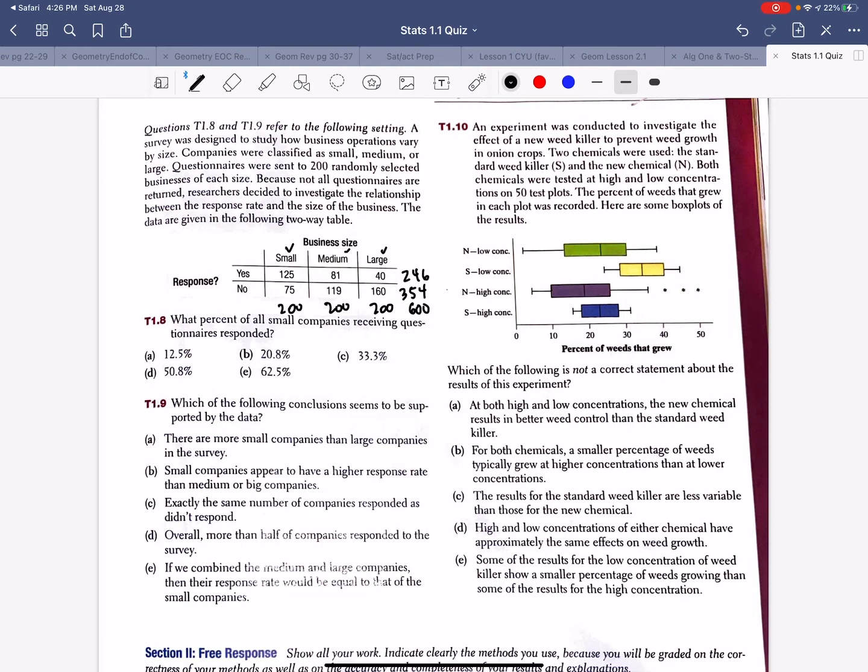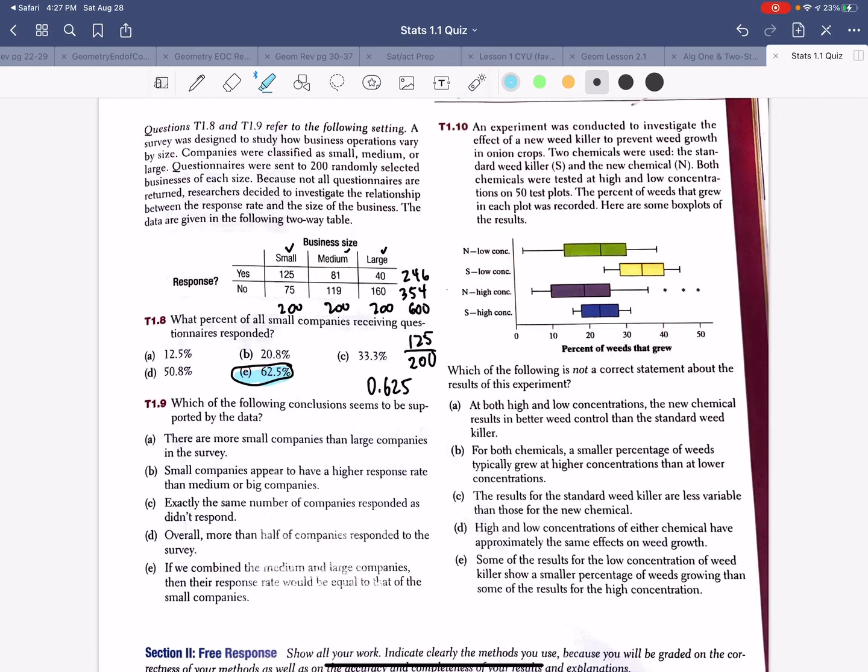What percent of all small companies, so looking just at the small companies, ignoring everyone else, what percent of all small companies receiving questionnaires responded? So it looks like 125 responded out of 200. So turning that into a percentage. Well, calculator's being weird. And there you have it. That matches the answer we're looking for.